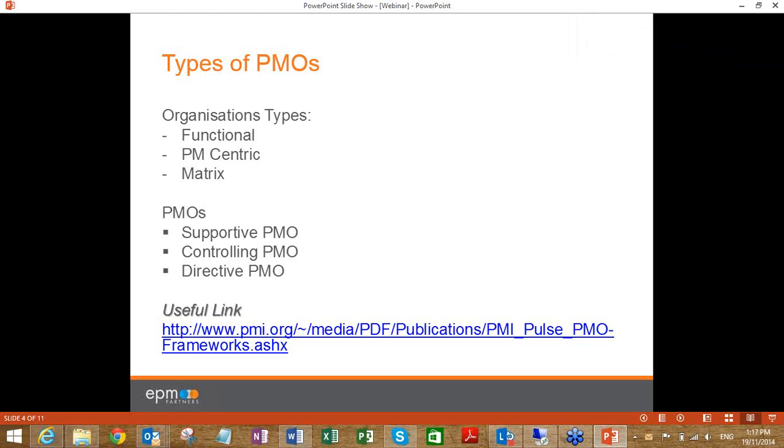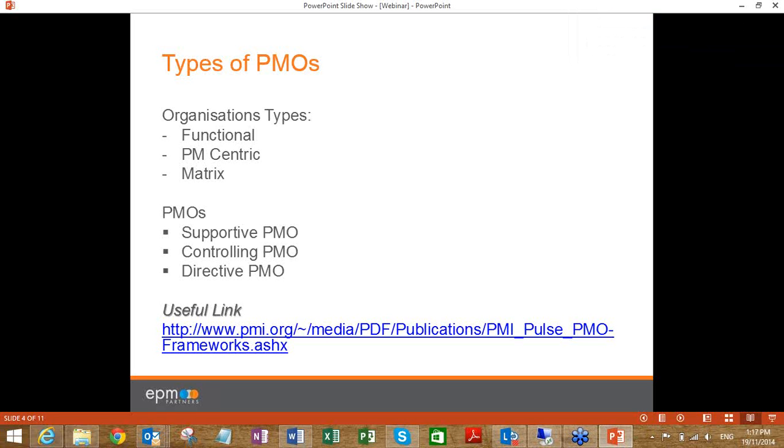And then the matrix, which is the most common one, I guess. The matrix organization is a mixture of both functional and project management centric, where you would have functions, but you also would release resources for certain projects and programs. And that's probably the most popular, the most common organizational structure that I've seen.